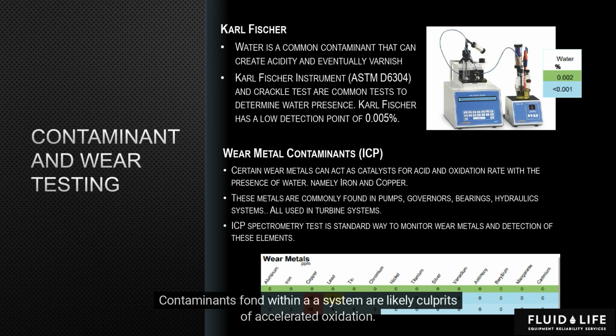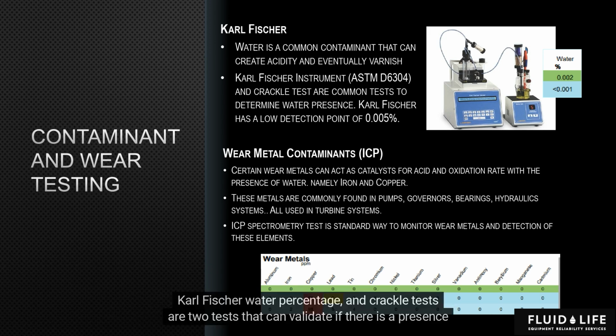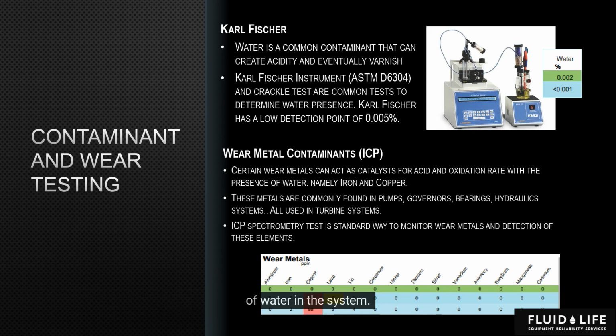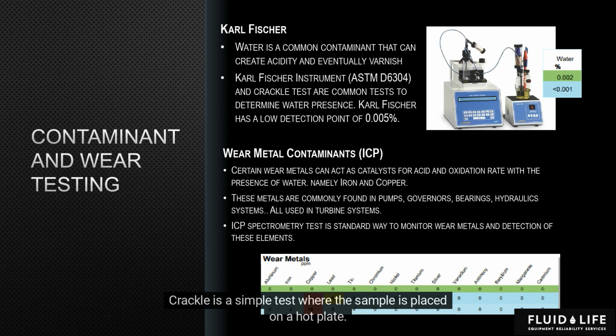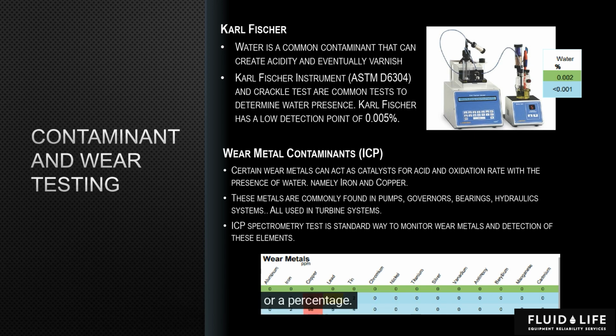Contaminants found within a system are likely culprits of accelerated oxidation. Water is a common contaminant that can create acidity and eventually varnish. Karl Fischer water percentage and crackle tests are two tests that can validate if there is a presence of water in the system. Crackle is a simple test where the sample is placed on a hot plate. If there is presence of water, then the oil will crackle. Karl Fischer is more technical and quantifiable, as it will present its findings as parts per million or a percentage.